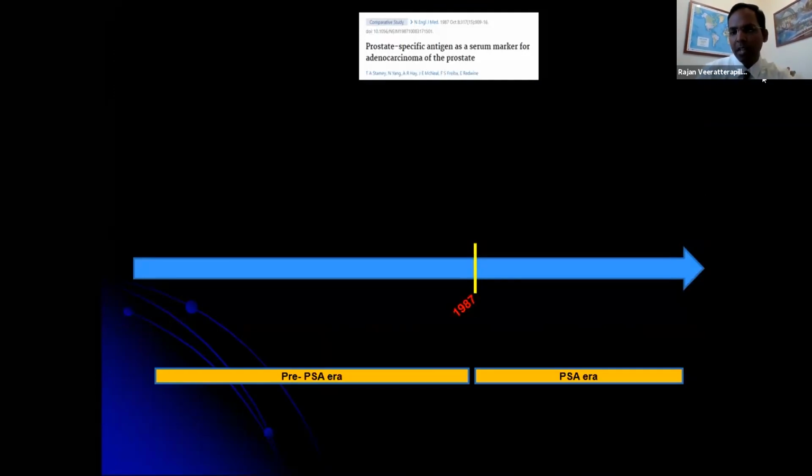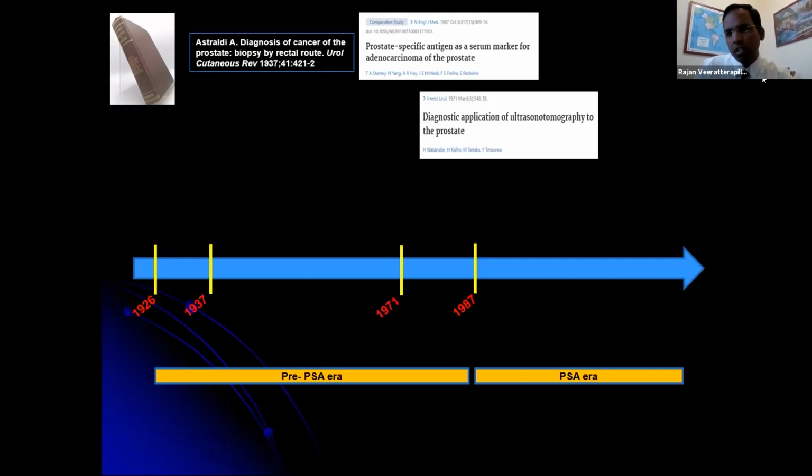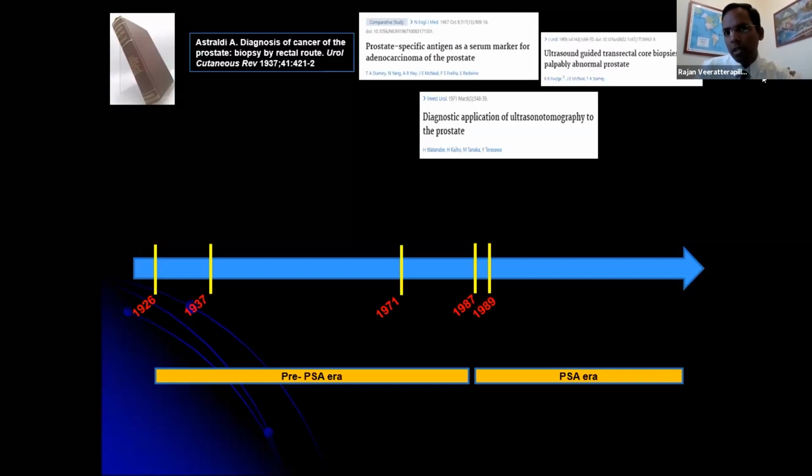If we look at the timeline of things, just to put things into context, PSA only came about into clinical practice in 1987. So this divides our timeline into a pre-PSA and a PSA era. Prostate biopsy was first described by an open technique in Young's seminal textbook in 1926. Rectal finger-guided biopsy was then described in 1937. Ultrasound technology in terms of a transrectal route was only described in about 1971, and the biopsy protocol by Hodge in his seminal paper in 1989.